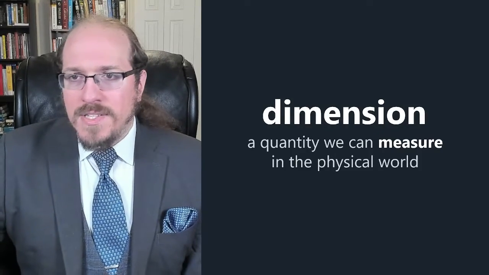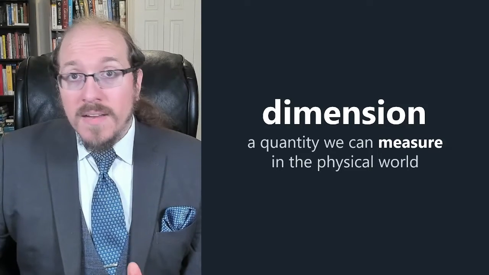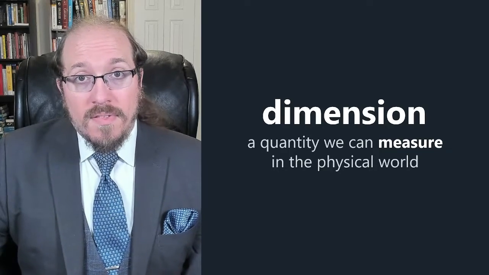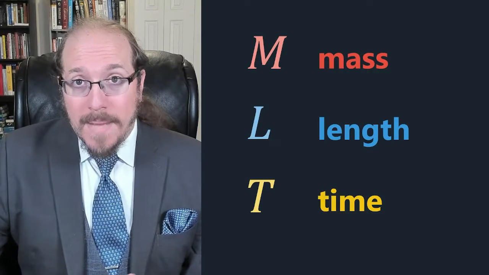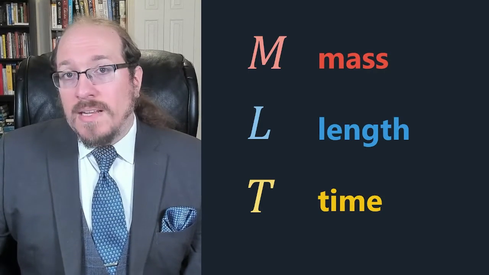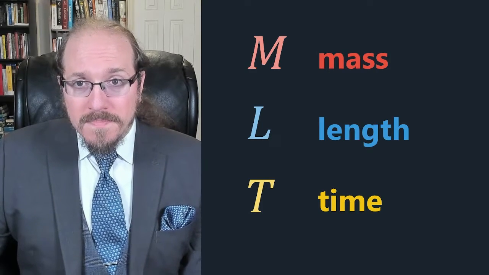Now, what do we mean by dimension? A dimension is just a quantity we can measure in the physical world. And a lot of things in physics, mechanics in particular, can be broken down in terms of three basic dimensions: mass, length, and time. There are others like temperature and electric current in other parts of physics, but we're just going to focus on these three for now.